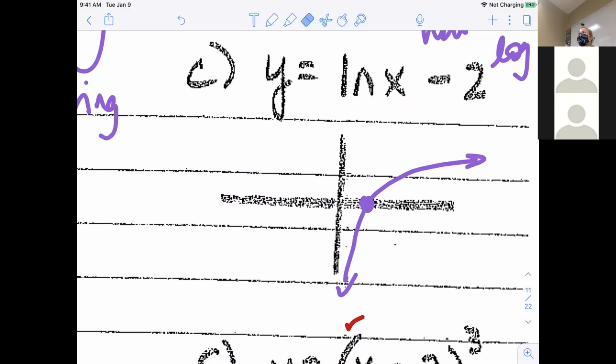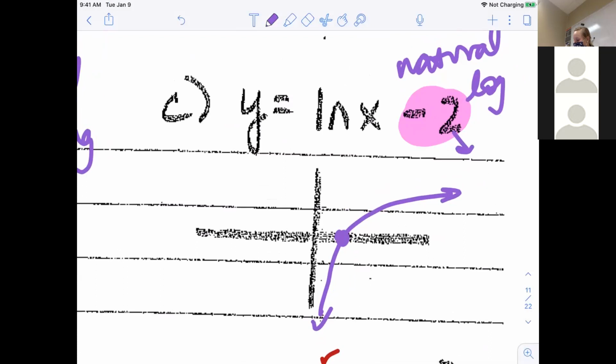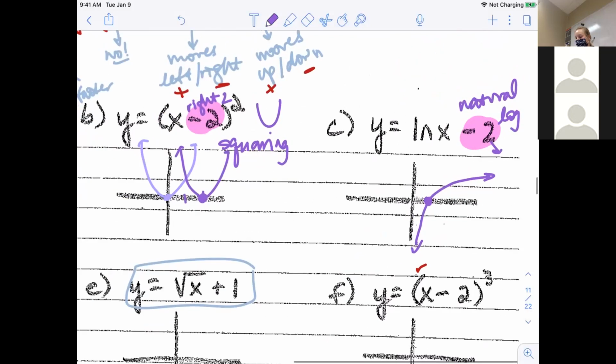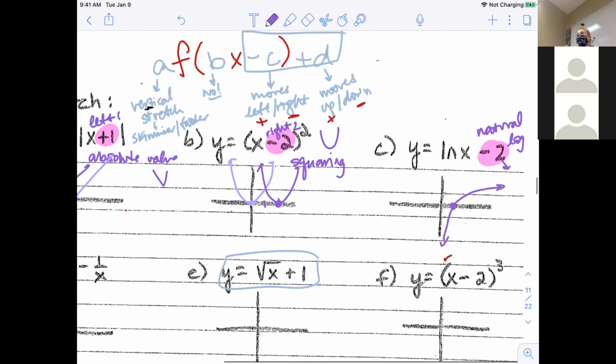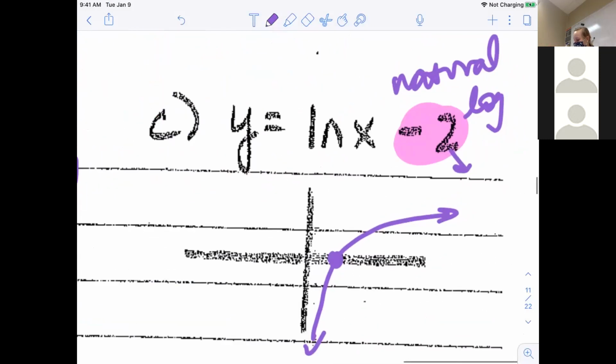What I'm going to do now, though, is I need to move it down 2 units, right? That minus 2 at the end means that it's going down. There are no parentheses there. That's how I knew that it wasn't on the inside. It's not a C, it's a D. It's on the outside, not inside the parentheses with the X. So it's moving down 2.